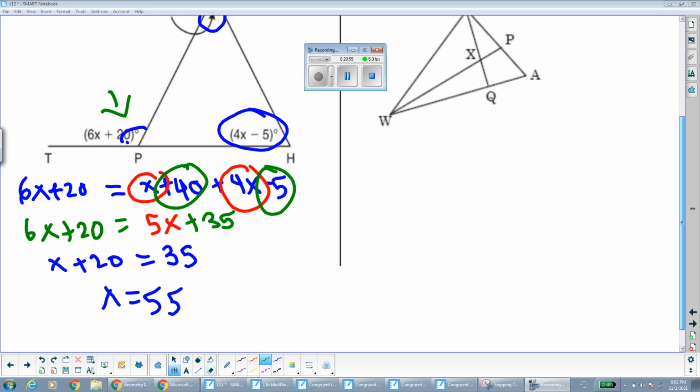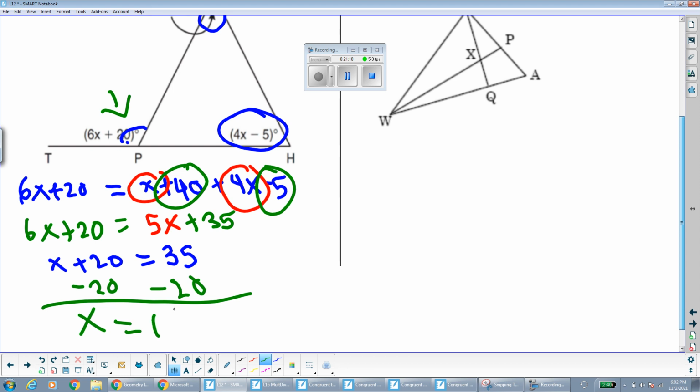My bad here, guys. In my solving, I said we're going to add 20 to both sides, but we should be subtracting 20 from both sides because it's positive, and we need to use our inverse operations to solve the equation. So my bad, guys. X is 15. So 15 is the x value that we're plugging into angle QPT. So let me do 6 times 15 is 90, plus 20 is 120. And there we have the measurement of angle QPT.